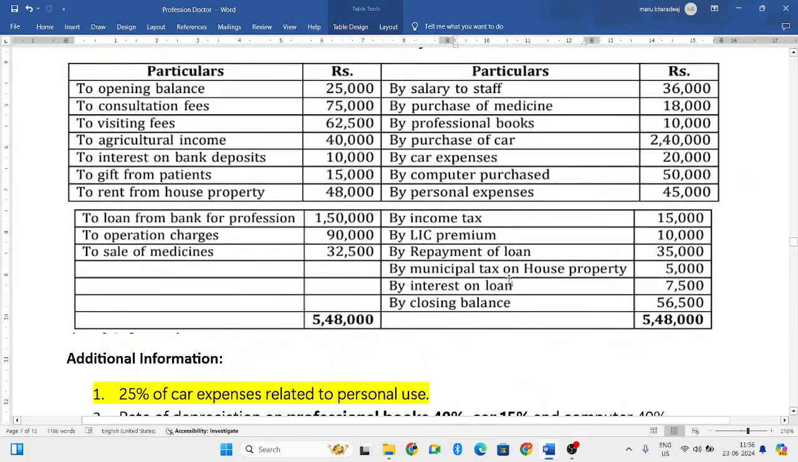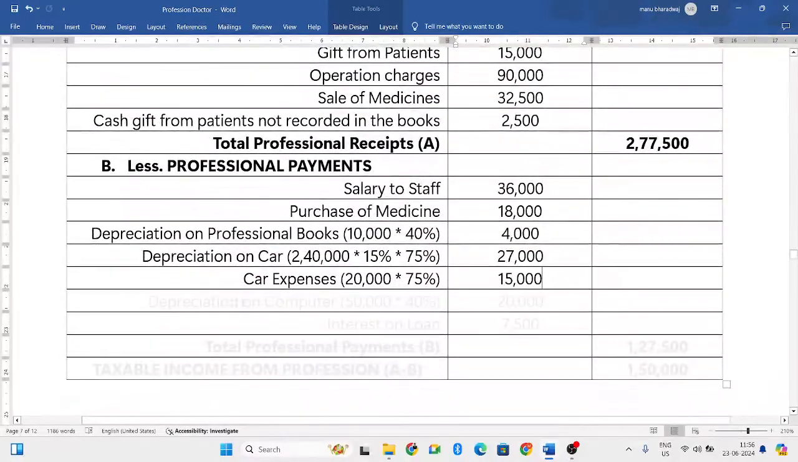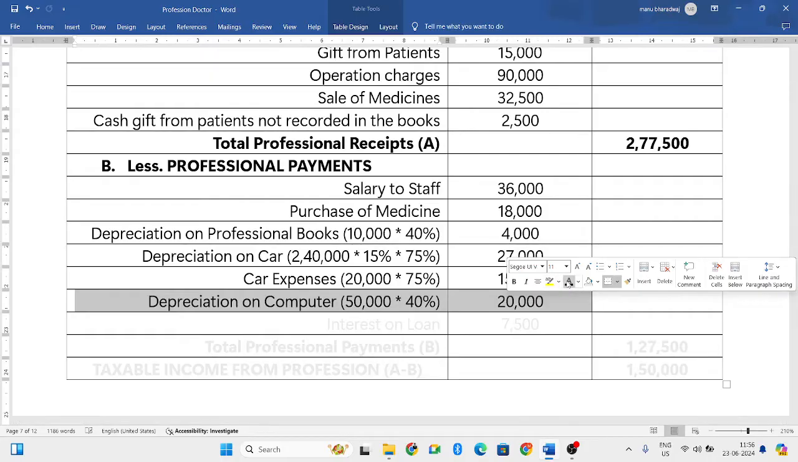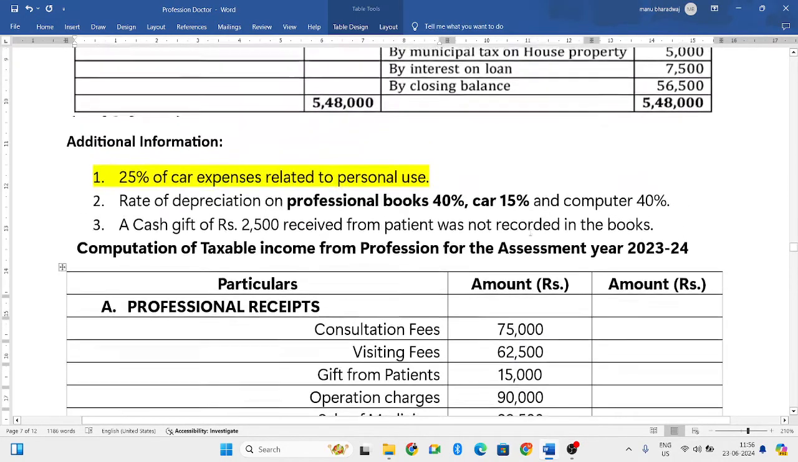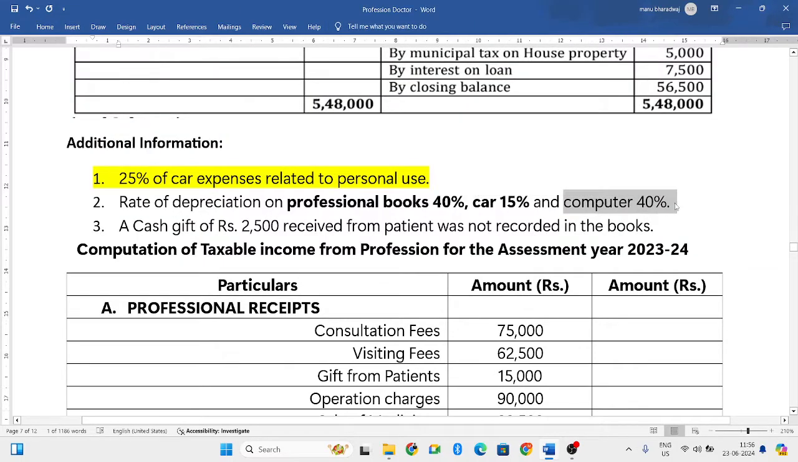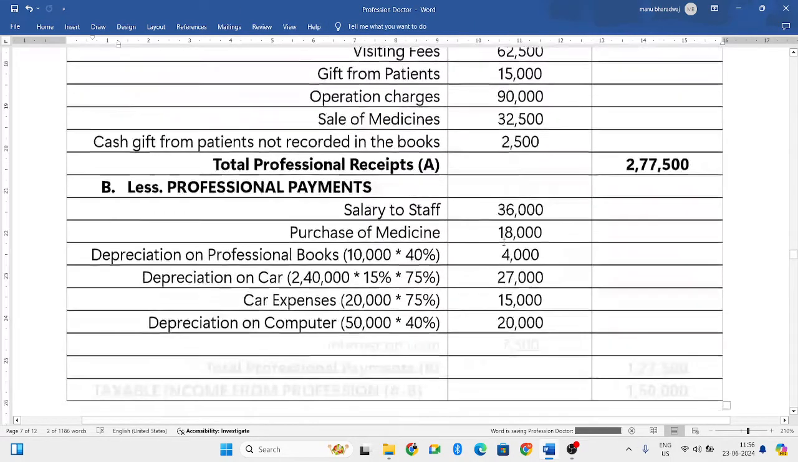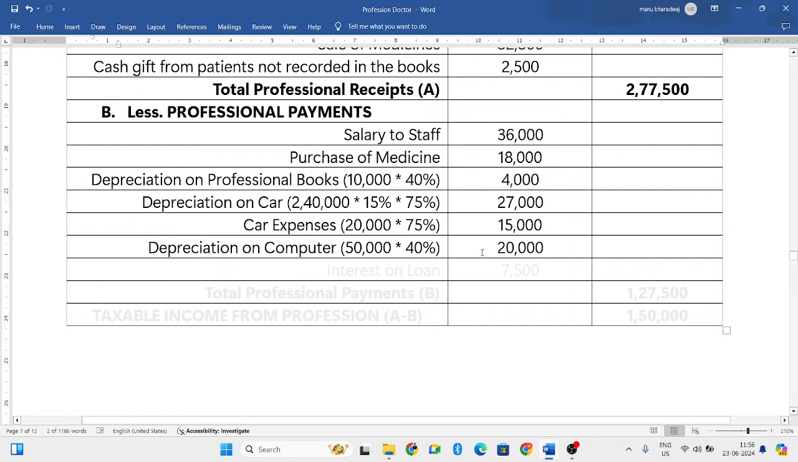Next, computer purchased. Again, computer purchase is a capital expenditure. We will not show the capital expenditure, we will consider only revenue expenditure. Depreciation on computer can be allowed. So the total value of computer purchase is 50,000. In the question they have specified the rate of depreciation, that is 40%. 50,000 into 40% is 20,000.